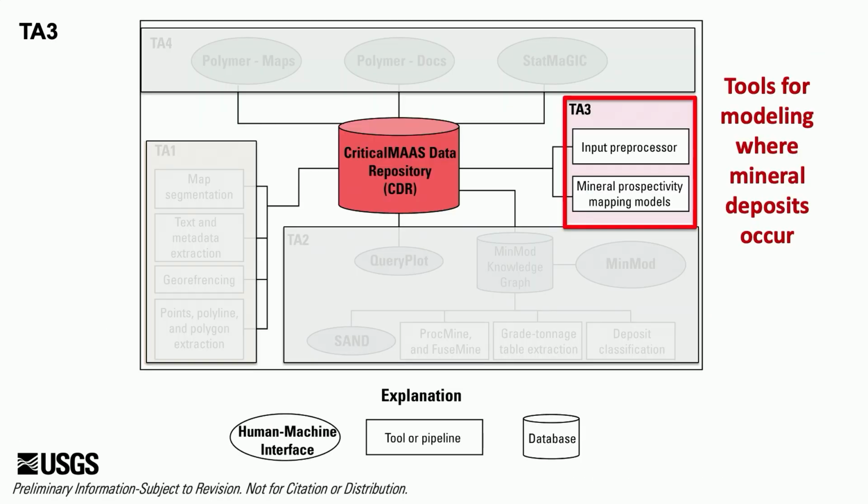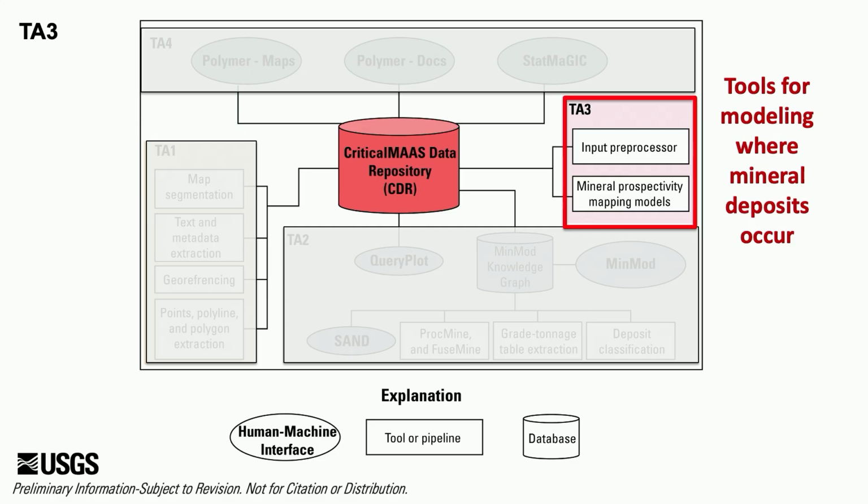The CDR takes the outputs from TA1, TA2, and stores them in a way that TA3 can access them. So we have geologic map data, mineral site data, as well as directly uploaded geochemistry and geophysical data layers. TA3 is centered on assembling these input data layers, pre-processing them, and building machine learning models to make predictions about where undiscovered mineral resources are likely to occur.